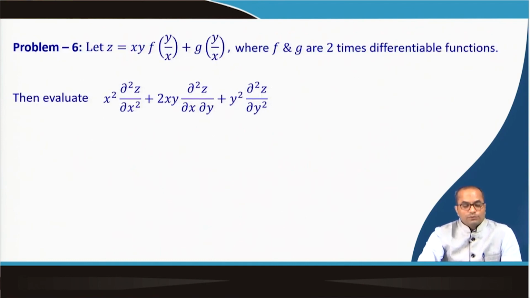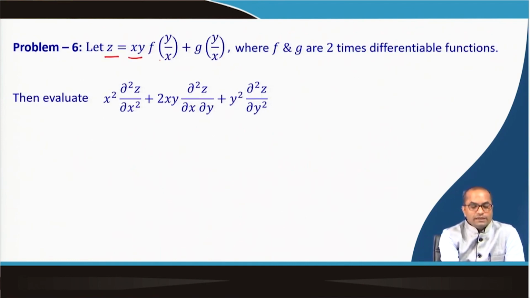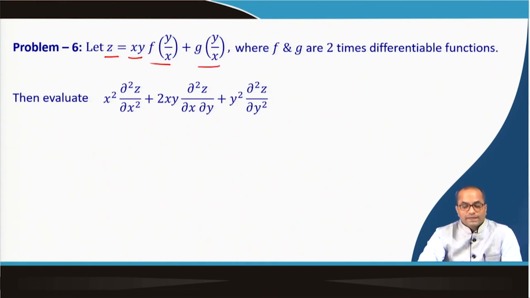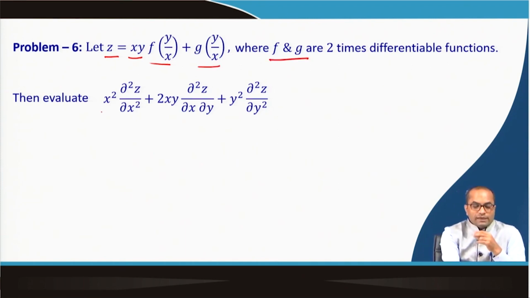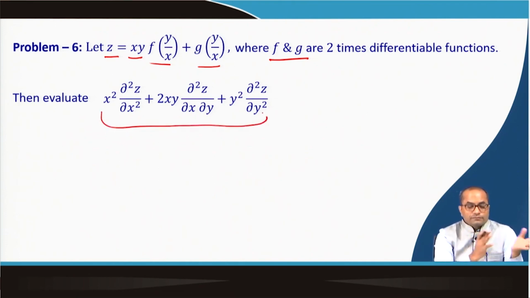Well, so we do one problem on this, and this is the last problem. So, z is equal to x y f y over x plus g y over x. F and g are twice differentiable functions, that is also given, and we want to evaluate exactly that left hand side of the Euler's theorem we have just seen for the second order derivative.